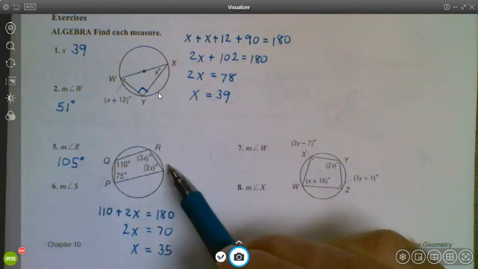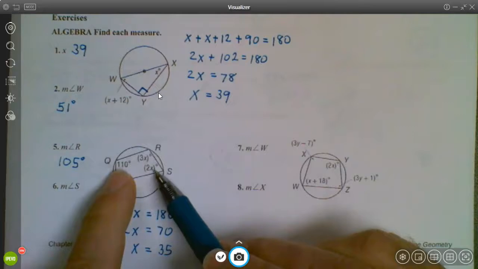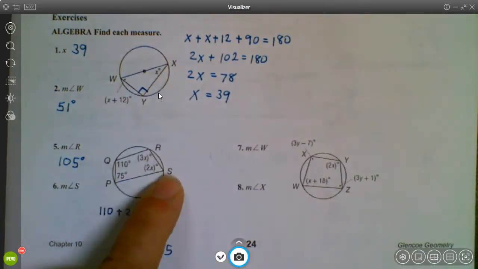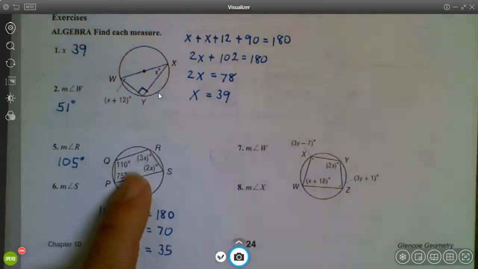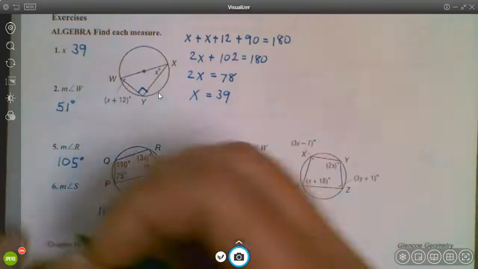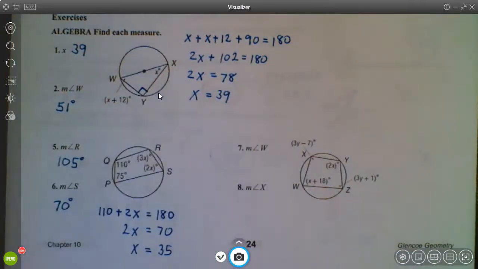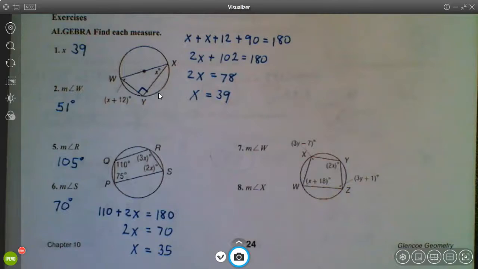So if we just want to know the measure of angle S, well, I could do 110 plus whatever is 180. Automatically that tells me this is 70. However, we can also look at this: if x is 35, what's 2 times 35? Also 70. So there's really a couple different ways you could have come up with those angles, also solving for x in case they said solve for x.